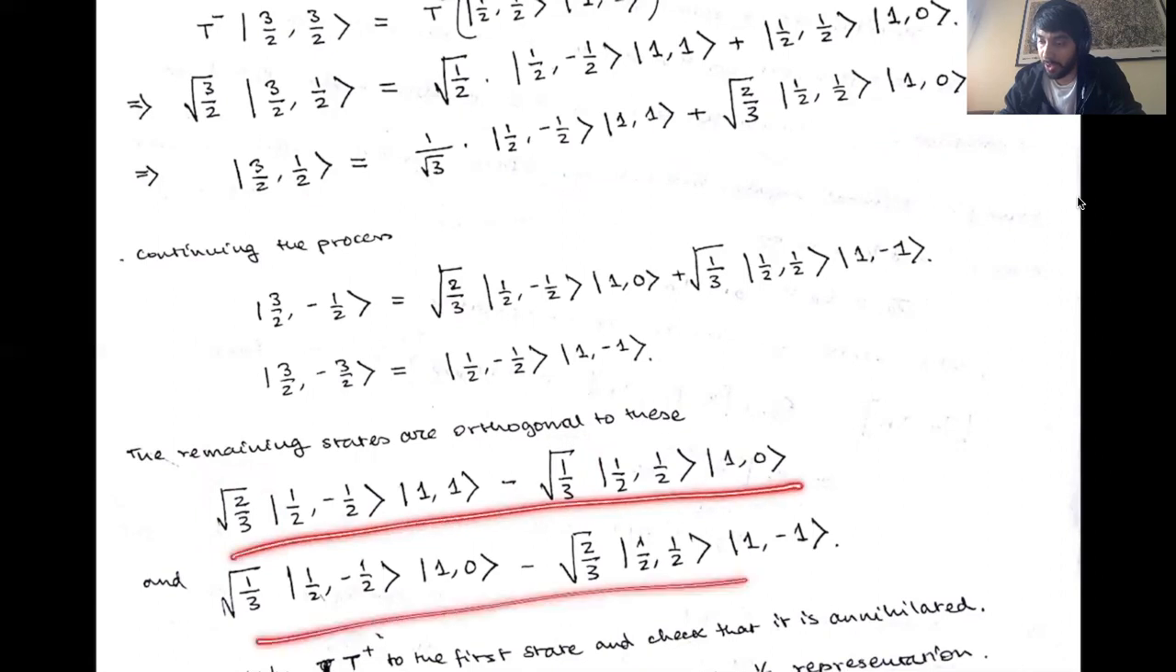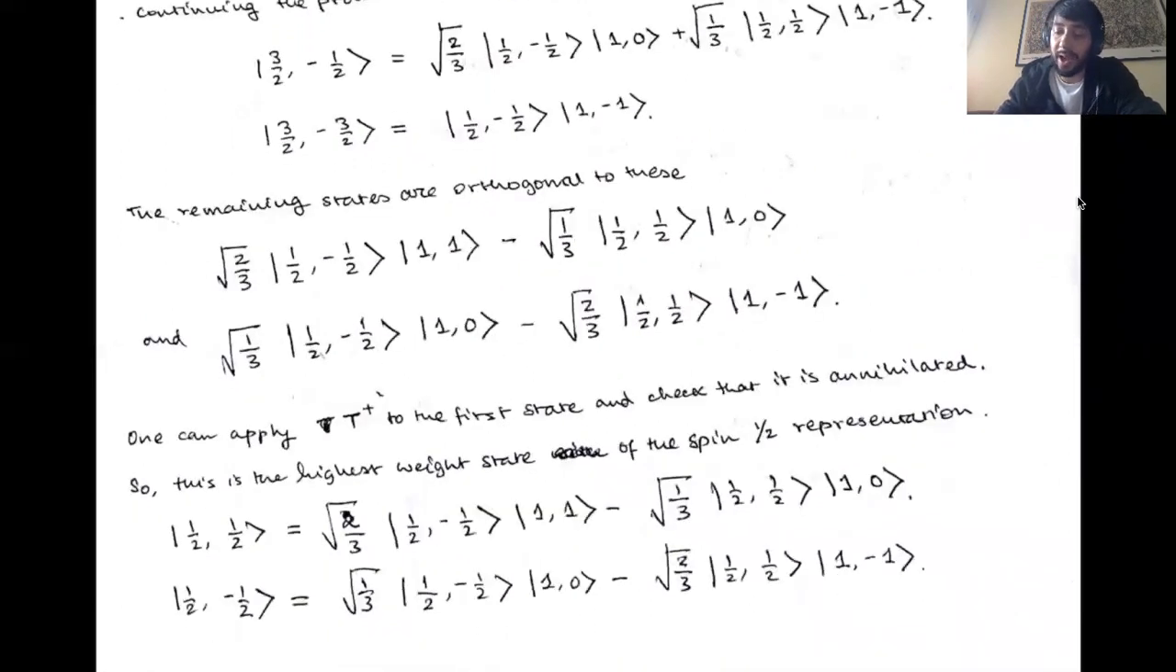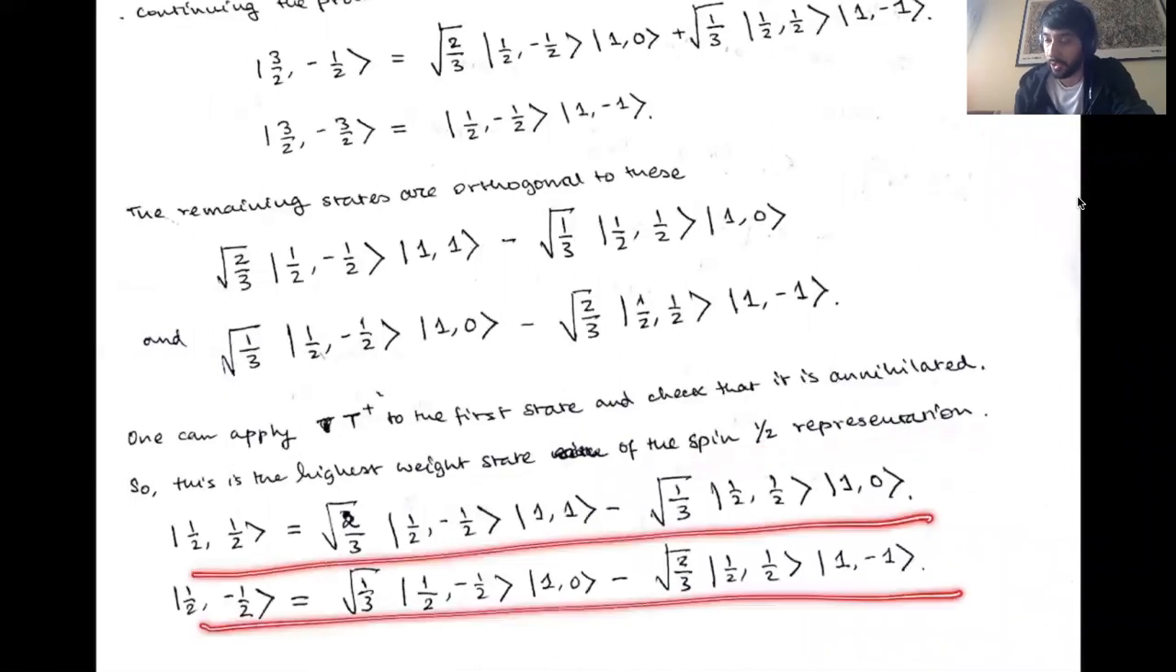Very good. So you will find the orthogonal states in this one and this one. One can apply t plus on the first one and check that it is going to give you a 0. It's going to be annihilated. So this is the highest weight state of the spin 3 halves representation, and this is the highest weight state of the spin half representation.